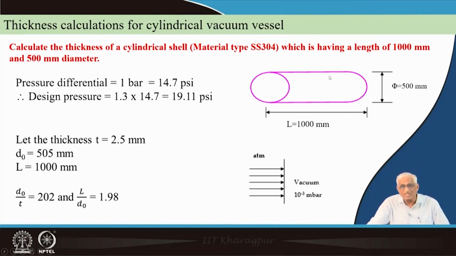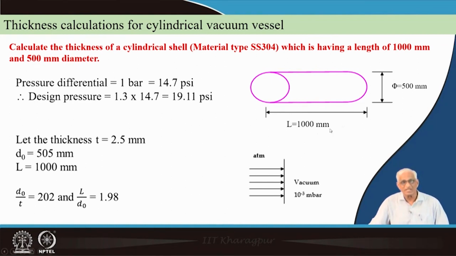In our particular present case, we have taken SS304, length we have taken as 1000 millimeter, that means 1 meter, and the diameter we took as 500 millimeter, 50 centimeters. It is typical of many chambers that we see in a laboratory atmosphere or even in small scale industries. But when it goes to very large scale industries, the chambers may be of the order of this building size, like space simulation chambers or particle accelerators. Accordingly, these L and D will vary in the calculations.